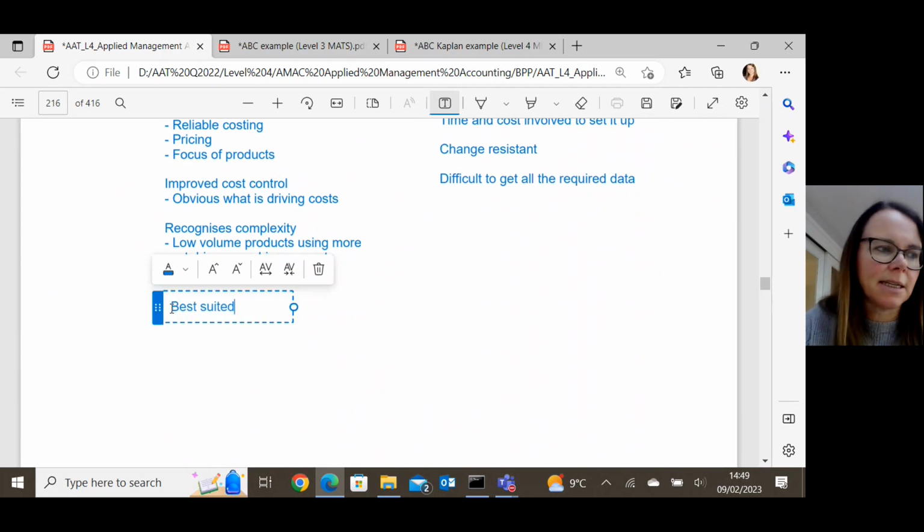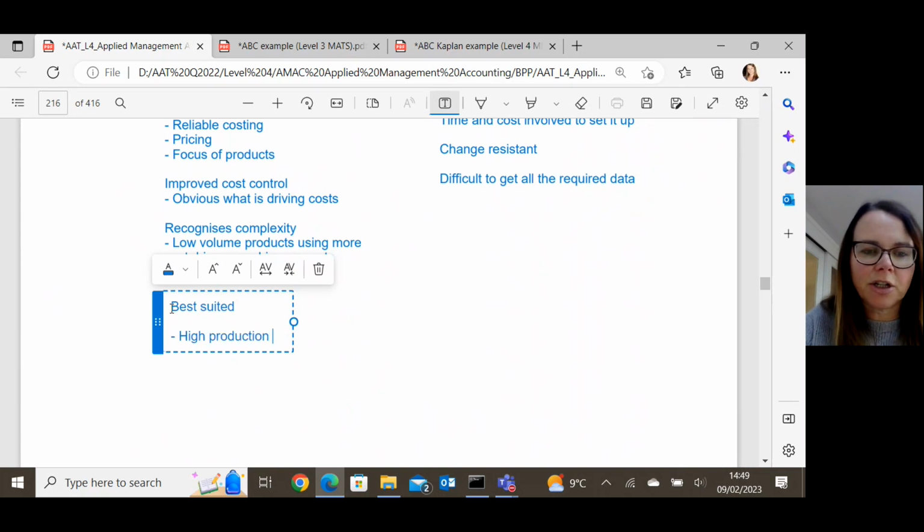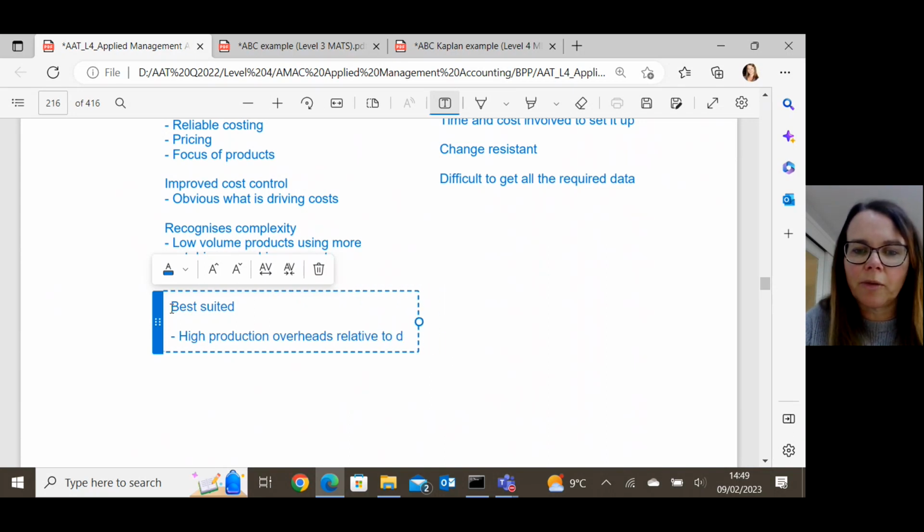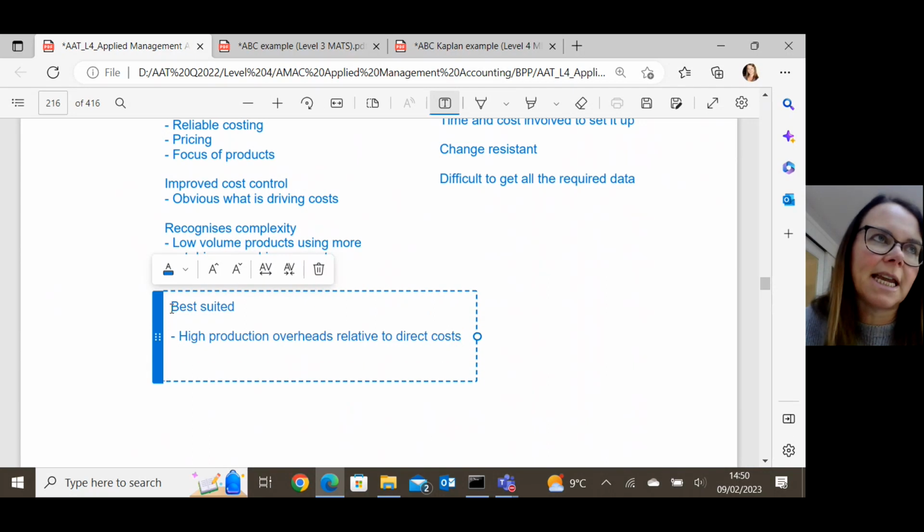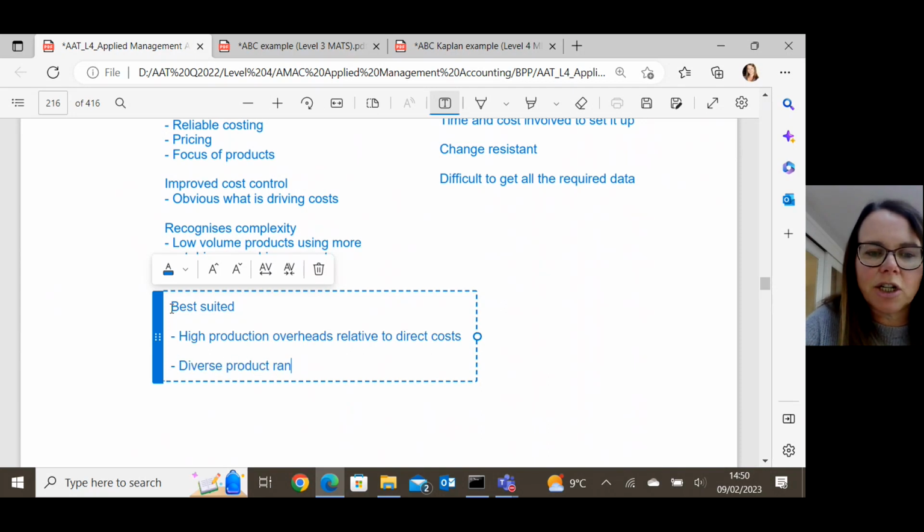It's best suited when you have got high production overheads relative to direct costs. So I've spoken about that already. Traditionally, you didn't have a high proportion of overheads. Now you have a much higher proportion, so it's worth investing time in this more sophisticated method of apportioning your overheads. Best suited also if you've got a diverse product range, because you need the specifics to make decisions around your different products.